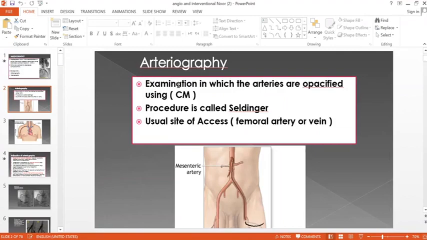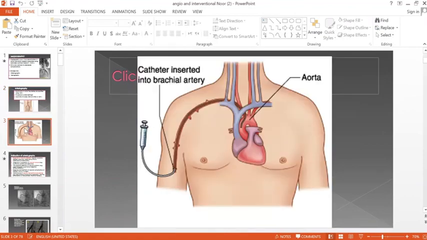Arteriography is an examination in which the arteries are opacified using contrast medium. The procedure or the technique is called Seldinger, and the usual access site is the femoral artery or the femoral vein, according to whether it is arteriography or venography. We can also access the arterial system from the brachial artery.